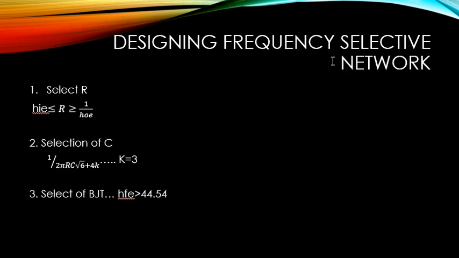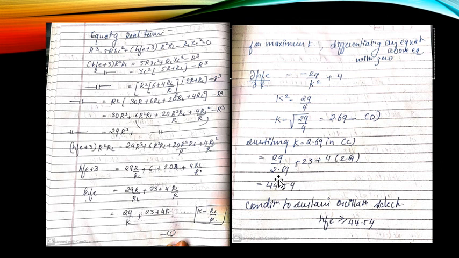Next is designing the frequency selective network. The R should be common for all. So it should be between HIE less than or equal to R, less than or equal to 1 upon HOE. Capacitor should be 1 upon 2 pi RC root of 6 plus 4k. This 4k happens because k is equal to 3. It can be changed accordingly. Selection of BJT: HFE should be 44.54. According to the previous equation, we have already proved that HFE should be 44.54 over here.